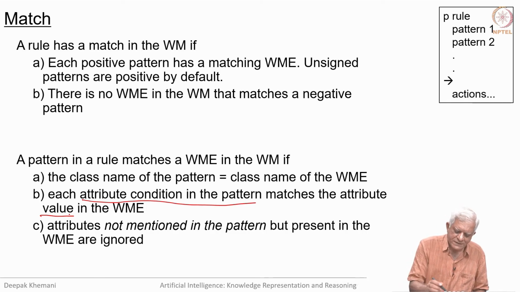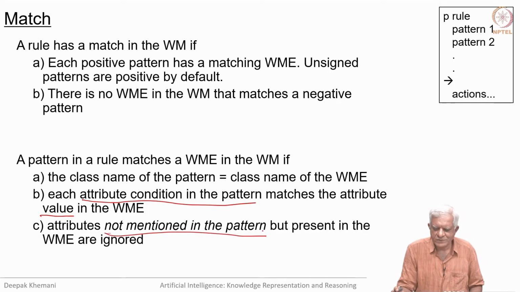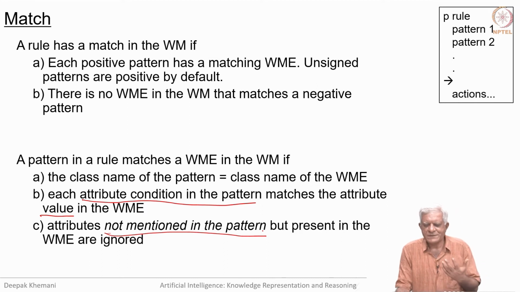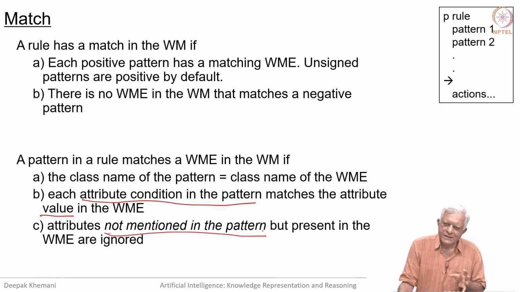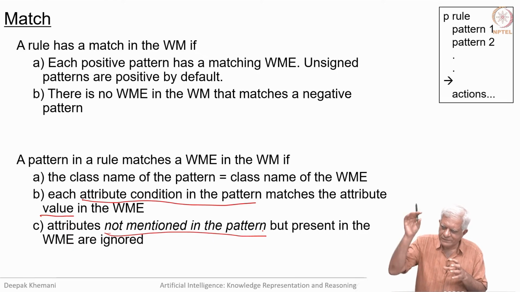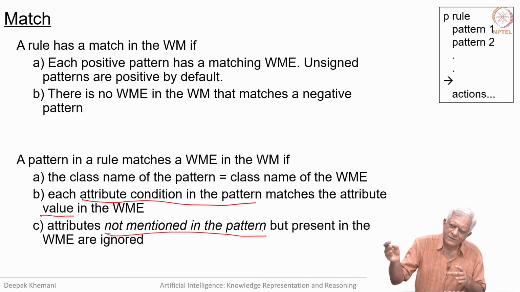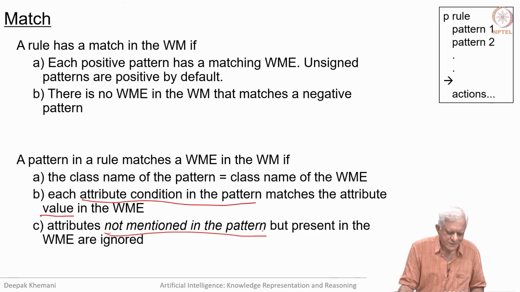Attributes that are not mentioned in the pattern, but are present in the working memory are simply ignored. So, supposing I am only looking for a student who got marks greater than 79, then I do not care, when looking at the working memory element, what is the name of the student, what is the age of the student and things like that. Whatever I state in the rule is what I am looking for in the working memory element. Other attributes are ignored.